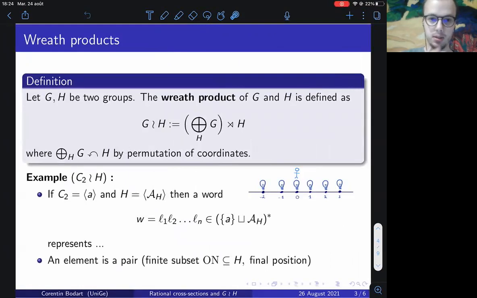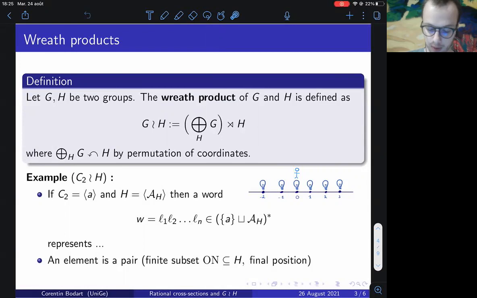Then the second ingredient is a wreath product. I've written the definition here, but actually you don't really need it. All you need to know is how to understand a word over this kind of generating set. So here is the picture to keep in mind. You have some space, which is basically a Cayley graph for the space group H. And then on each vertex you have a lamp. Initially, all the lamps are off. And you also have the lamplighter guy, which is moving on the space, and initially is at the vertex 0, so the identity.